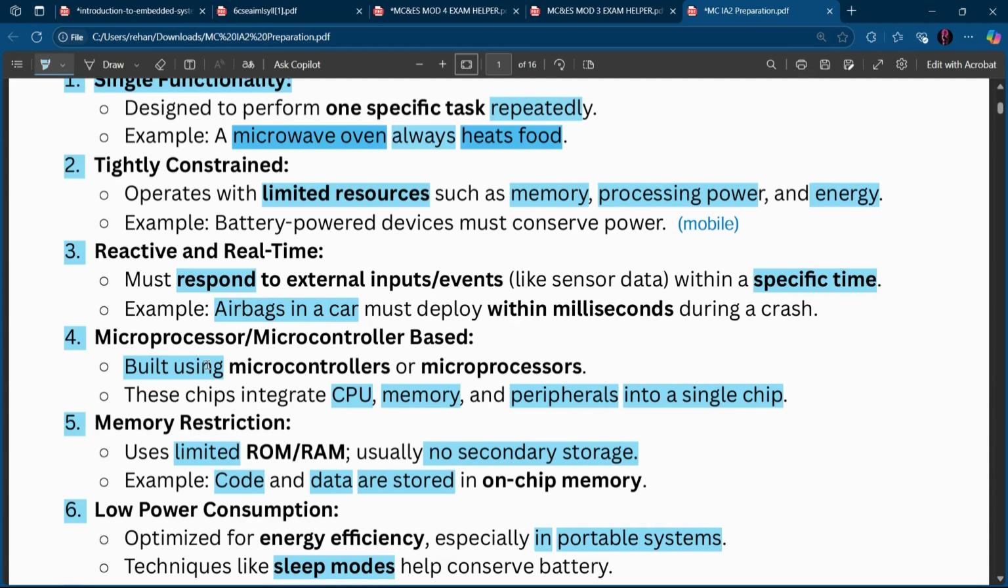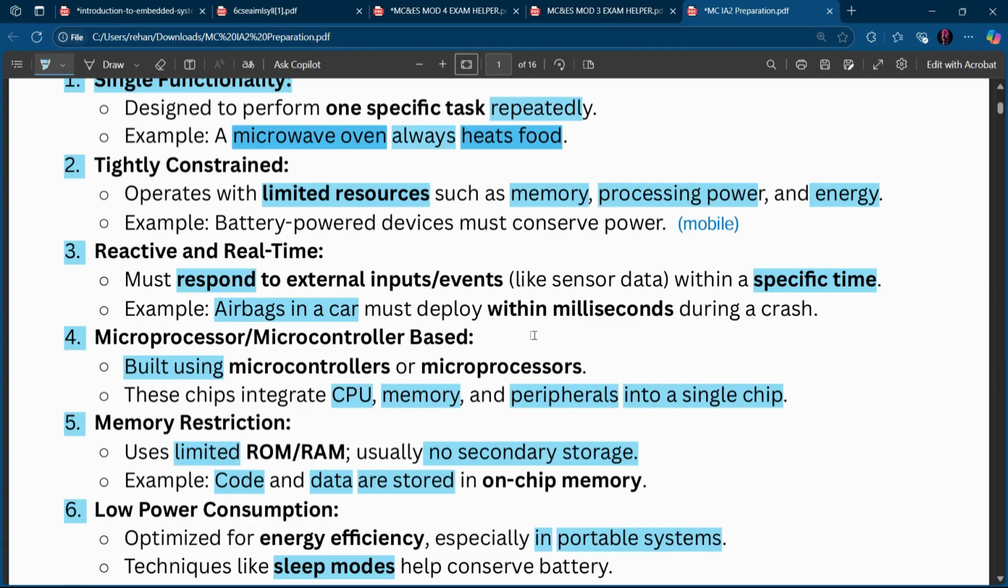Example: airbags in a car must deploy within milliseconds during a crash. As soon as there is a crash, the airbags should be deployed within milliseconds. Here the sensor sensed an external event, the crash. The reactive system responded to this external event collected by the sensor, and the task it performed was deploying airbags within milliseconds. You understood, right? It's very simple.